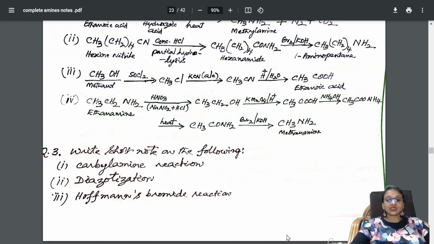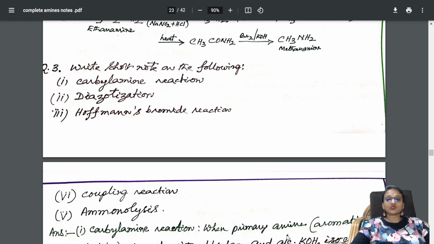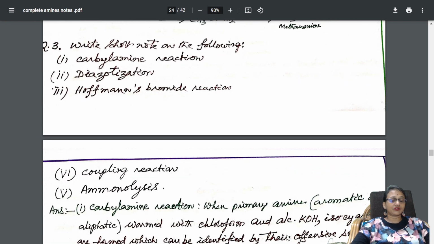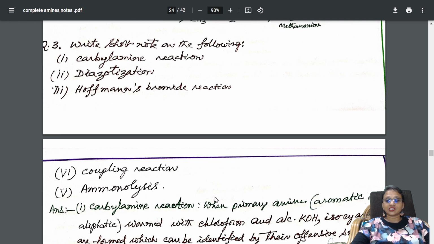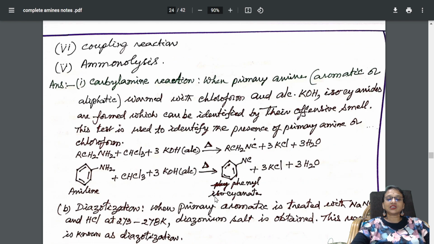Done. From there, I took one more concept, Hoffman's, basically a short note on your name reactions: carbylamine reaction, diazotization reaction, Hoffman's bromamide, coupling reaction, and amine basicity. So here, you are going to write a paragraph on what actually carbylamine is. First, writing the representation.